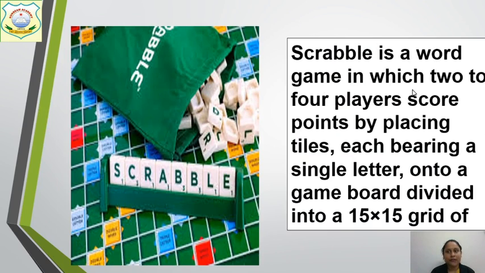Scrabble is a word game in which two to four players score points by placing tiles. These are the tiles with which Scrabble is played. Each tile bears a single letter, placed onto a game board divided into a 15 by 15 grid. There are 15 grids horizontally and vertically. So it's again a board game that can be played between two or more players, and we form words from the various letters.